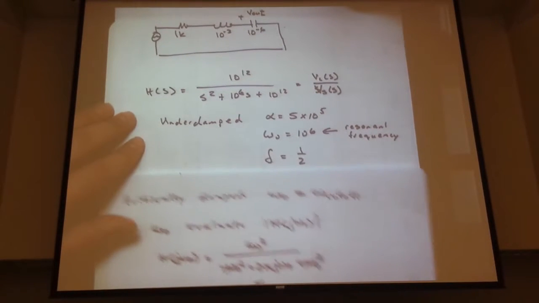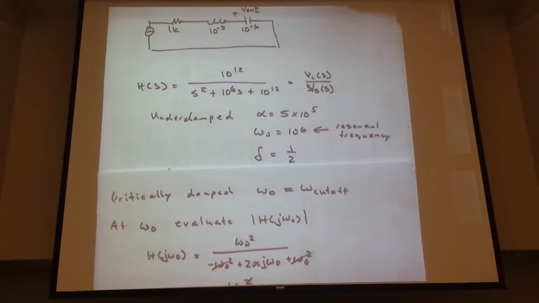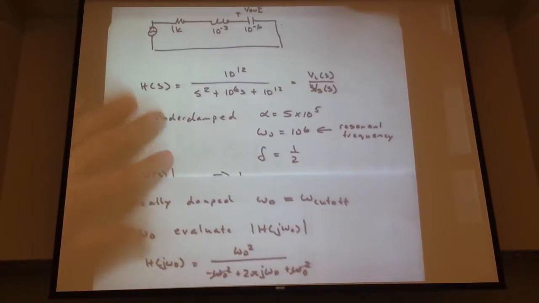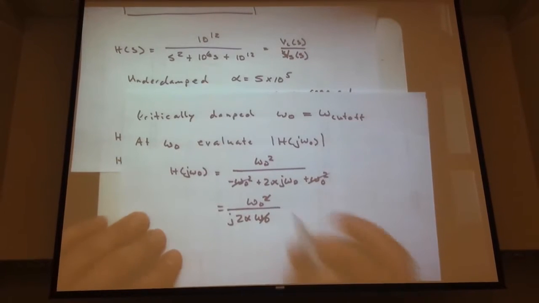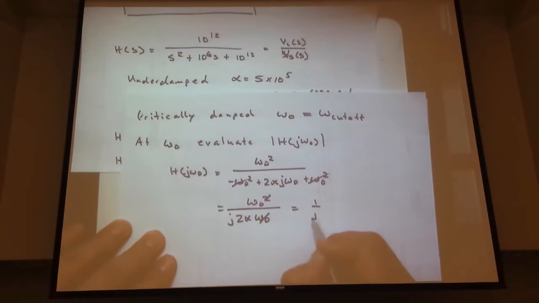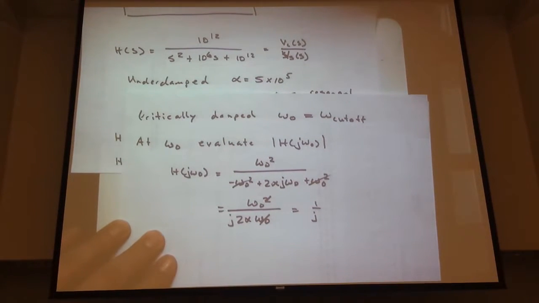But we've also defined our damping ratio as alpha over omega naught, right? We did that math already. Or omega naught over alpha equals 2, and that winds up being 1 over j, 2 over 2, and magnitude of H of j omega naught equals 1, because the magnitude of j is 1.